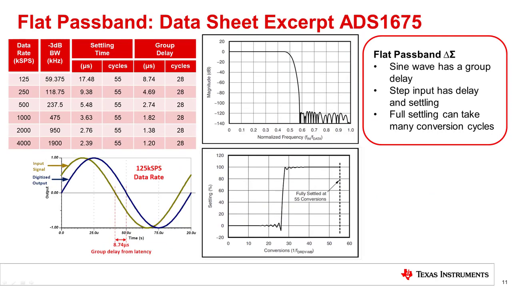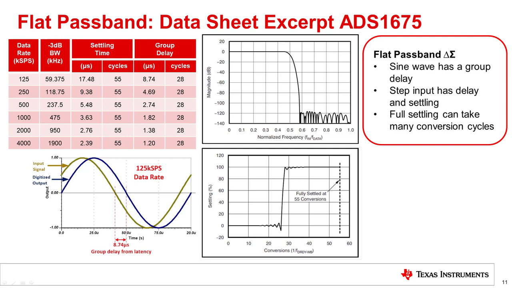This slide shows the specifications for an example device that has an internal flat passband filter with high latency. The frequency response curve shows a very sharp transition from the passband to the stop band at approximately 1/2 the data rate. Also, notice that the attenuation in the stop band is quite good, below 120 dB in this case. The table shows the -3 dB bandwidth, settling time, and group delay for this device. Again, notice that the -3 dB point is about 1/2 the data rate. The cutoff was selected to minimize aliases, which we will cover more in the next video.